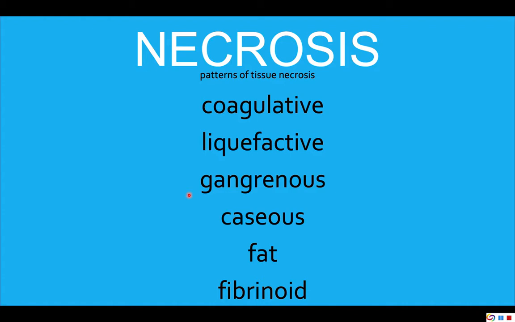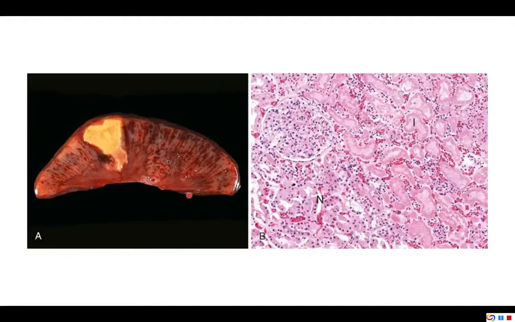It's going to depend on the tissue or the organ that these are in, and each type of tissue is going to respond in a little bit different way. So this is an example of coagulative necrosis. Coagulative necrosis is unique because the architecture of the dead tissue is actually going to be preserved for a couple days. And typically these are going to be firm.